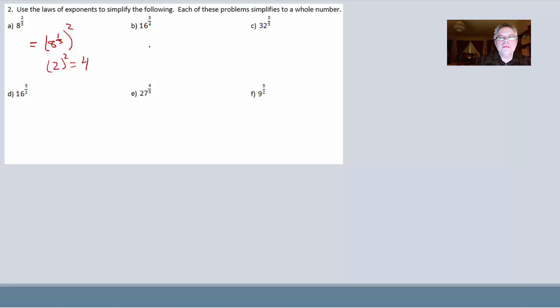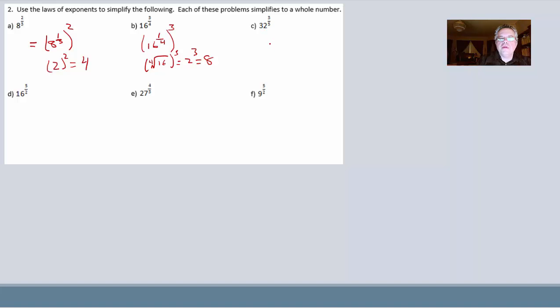On this one, same thing. 16 to the 1/4. Why do I put the fraction on the inside this time? It's because it's easier to take the root first and then raise it to the power. 16 to the 1/4 is the fourth root of 16. It's all cubed, which is 2 cubed, which is 8.